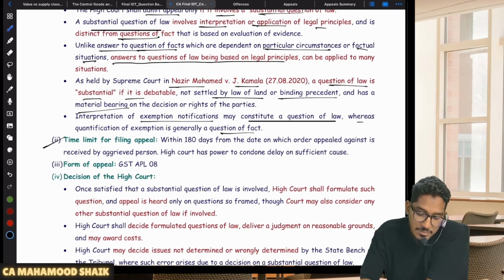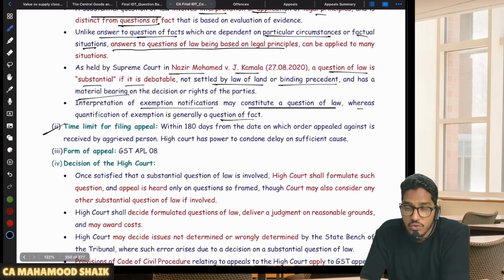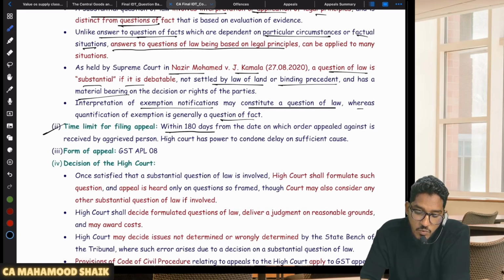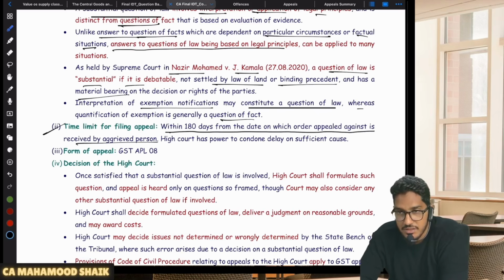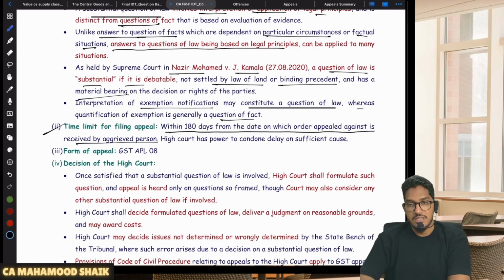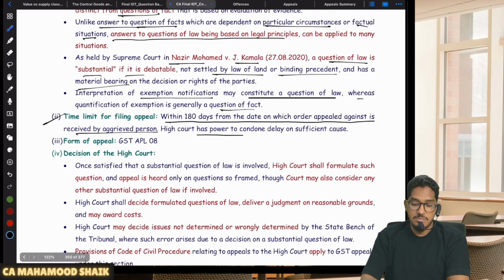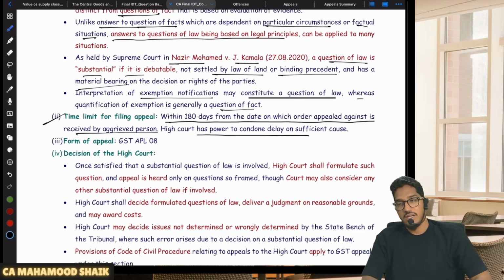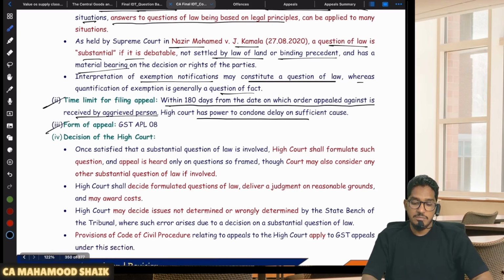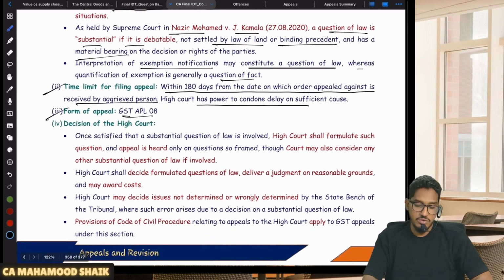Next, sir, time limit for filing appeal. Within what time can I go for appeal to the High Court, sir? Within 180 days from the date on which the order appealed against is received by the aggrieved person, either the department or the taxpayer. Within 180 days of getting that appellate order, you can go to the High Court. The High Court has the power to condone the delay. This 180 days they can extend. Then, sir, which form do they have to submit? GST APL 08 they have to submit to go for an appeal to the High Court.